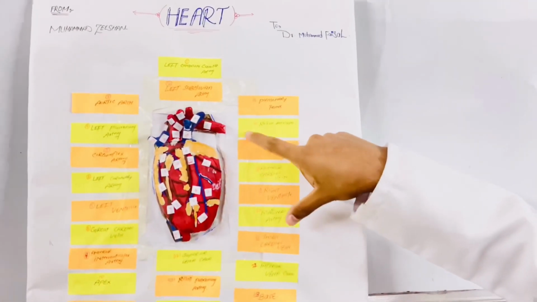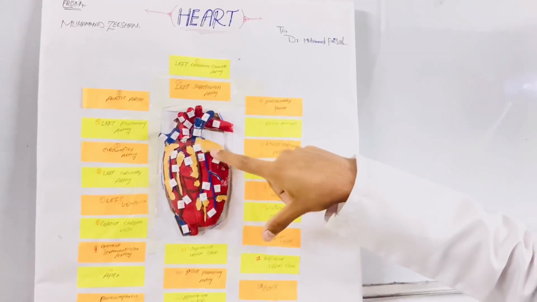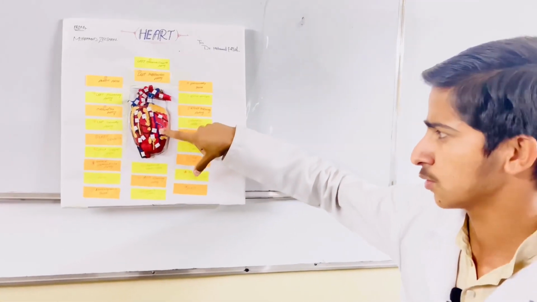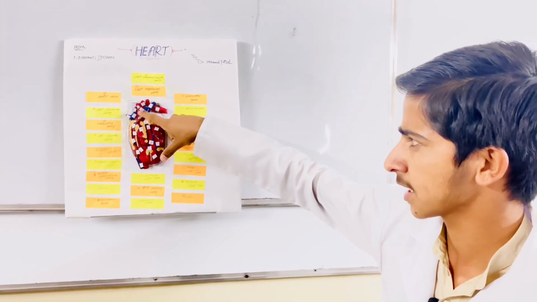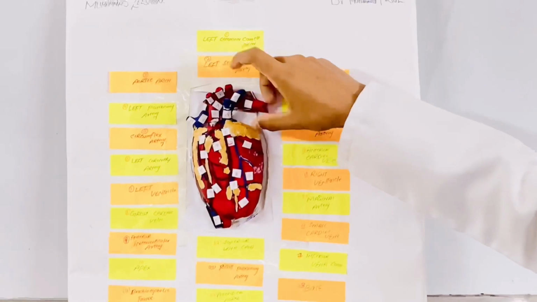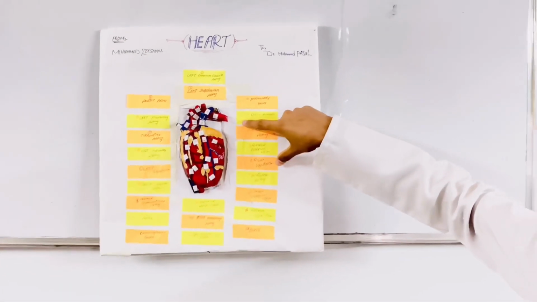Then it gets oxygenated blood from the pulmonary veins and goes to the right heart, into the right atrium. Then it goes to the right ventricle, and then blood will go through the ascending aorta and go to the head and neck, and it has the subclavian artery which gives blood supply to the upper limb.